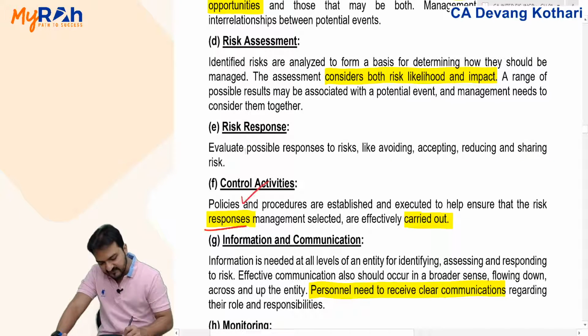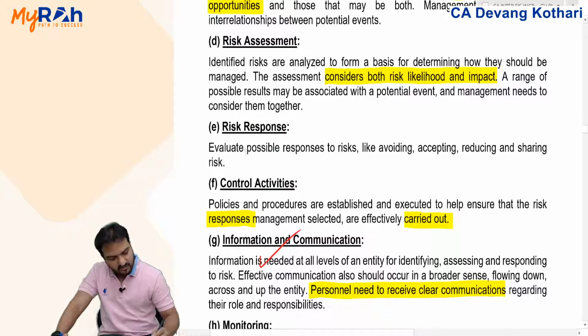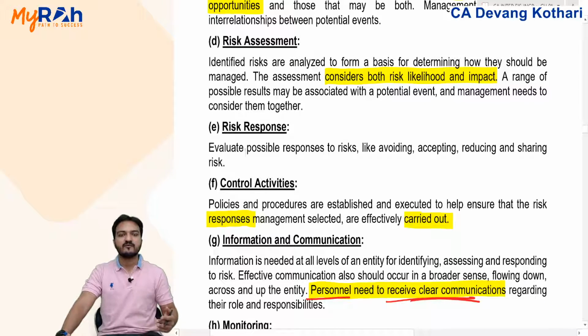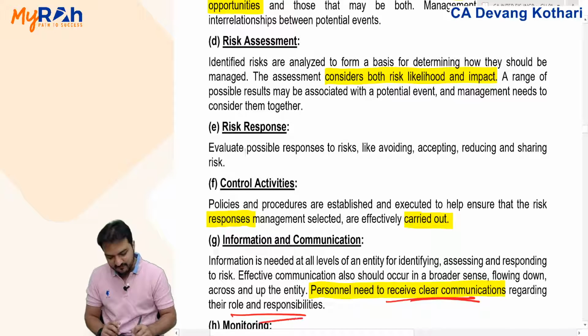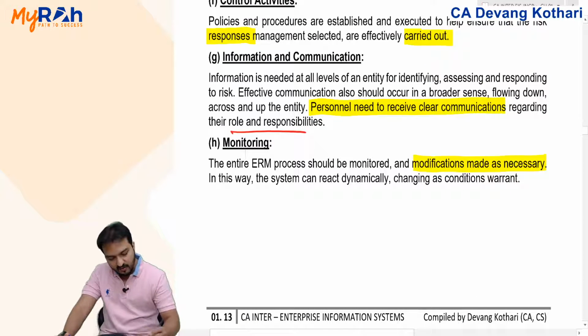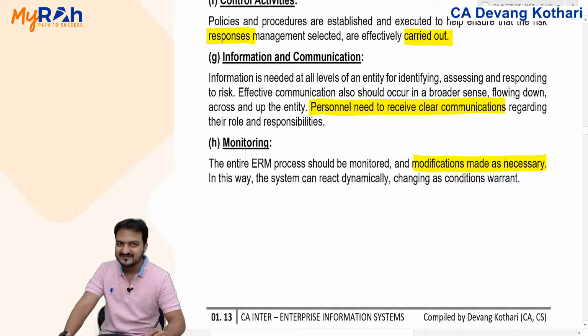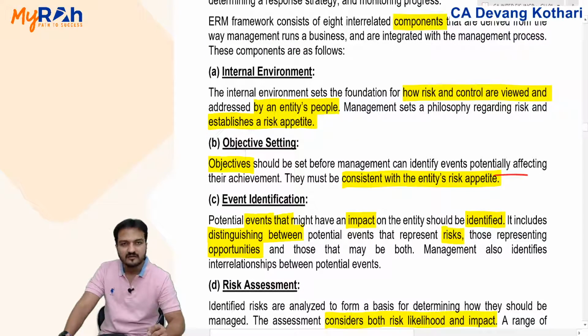And then implement the control activities. Control activities means your responses are then carried out. You carry out these responses, that is called control activities. Information and communication means your employees should be given clear information regarding what is expected from them, their roles and responsibilities. And then finally, monitoring. Monitoring means you monitor your risk management activities. Modifications are made whenever necessary. These are the steps involved in risk management.